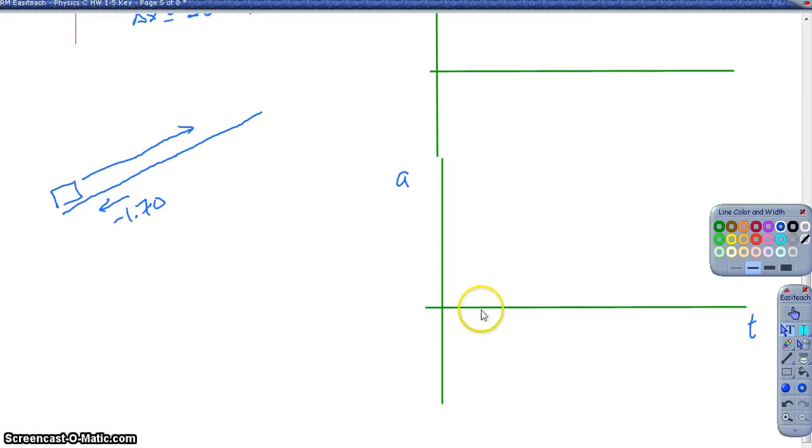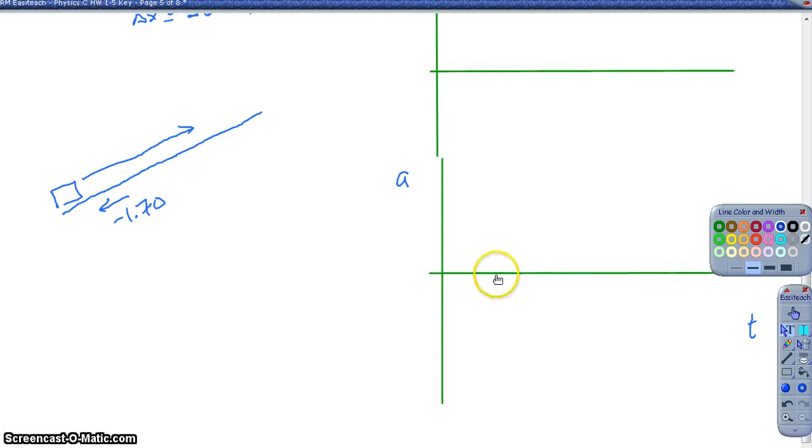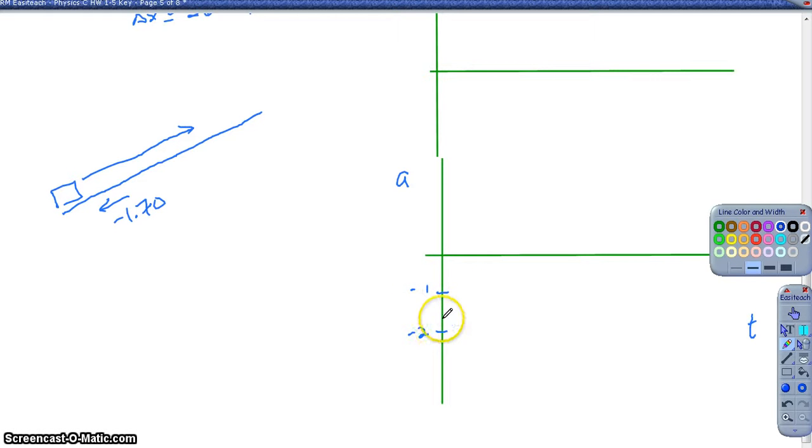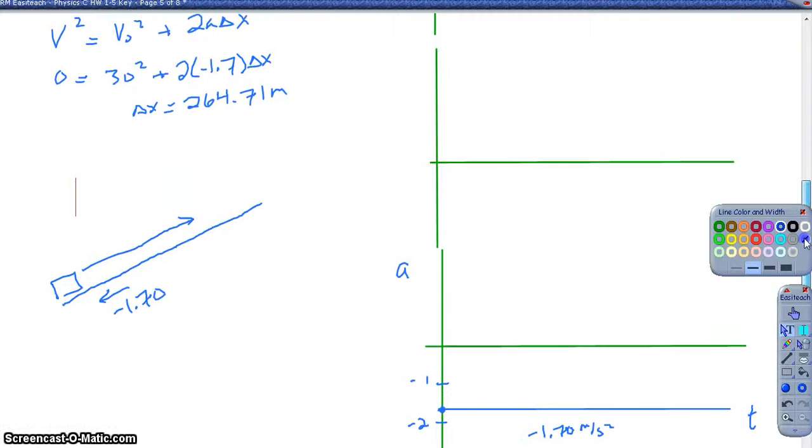So in this case, I'm going to go ahead and move this up here just so I can make my acceleration versus time graph. Maybe this is 1, this is negative 2. I would just be a constant down here at about 1.7 meters per second squared. So my acceleration versus time graph is just a constant. It is a horizontal line at negative 1.70 meters per second squared. So that's not too bad for the acceleration one, and maybe the easiest one to start with.